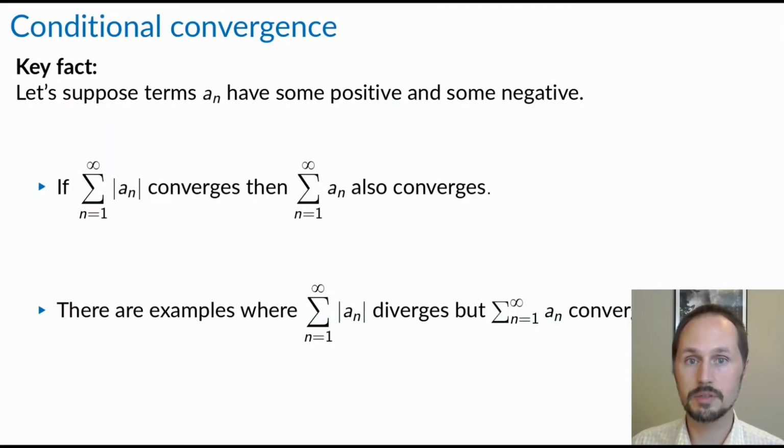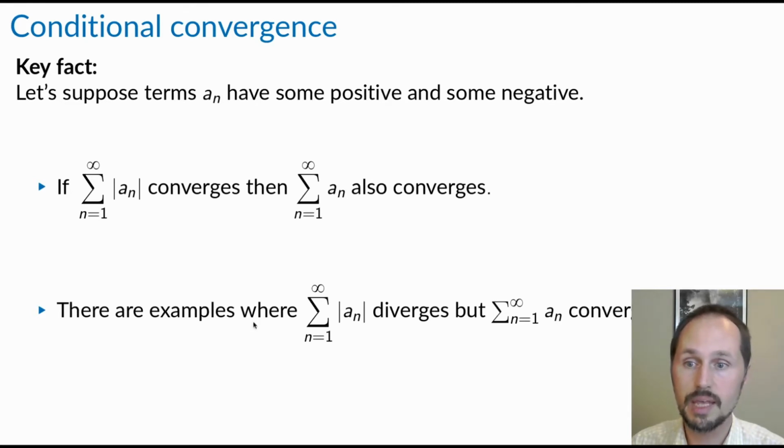The idea of conditional convergence is that a series can have all positive terms, in which case there's nothing interesting to say about this, but a series can have a mixture of positive and negative terms. Right, so some of the terms can be positive and other terms can be negative. And in that case, we have two interesting observations to make.